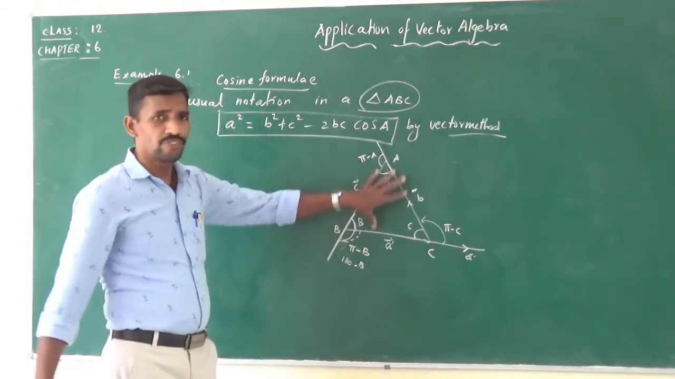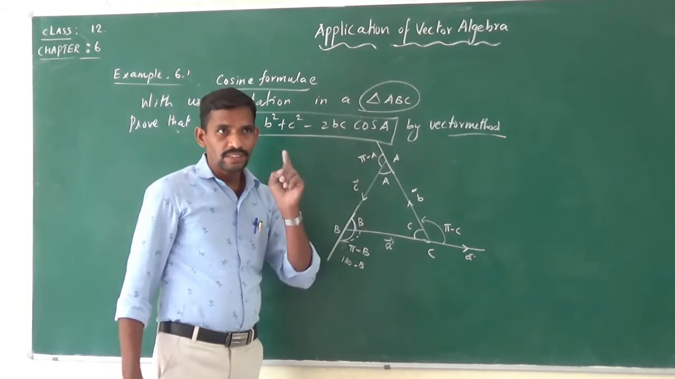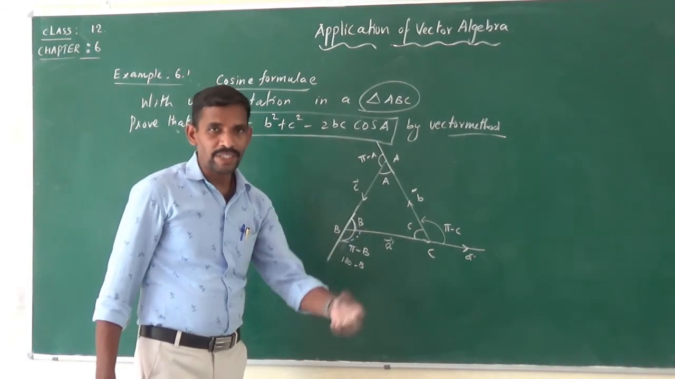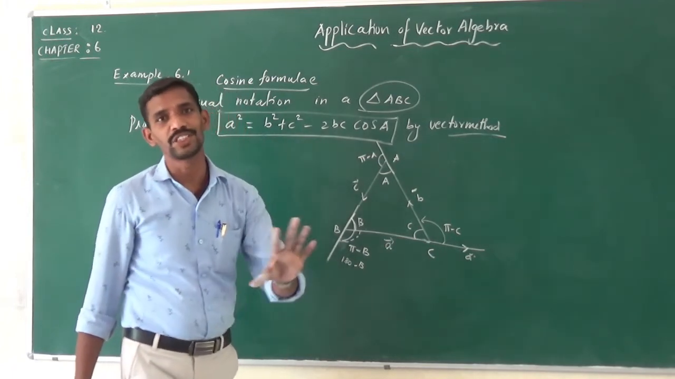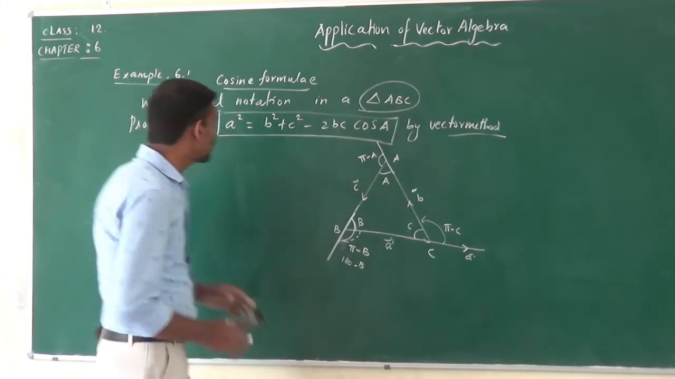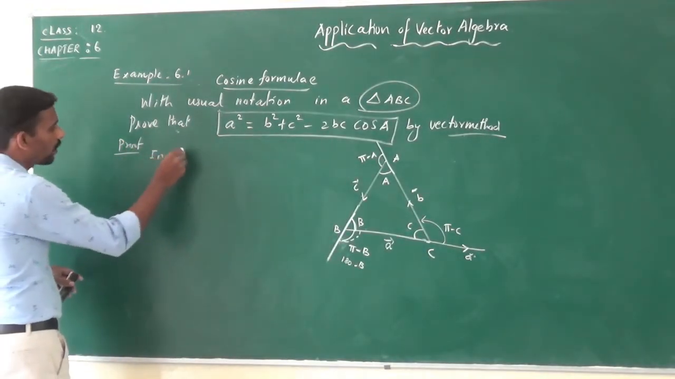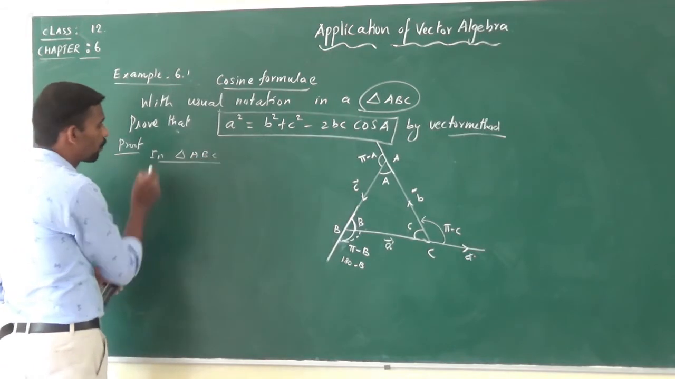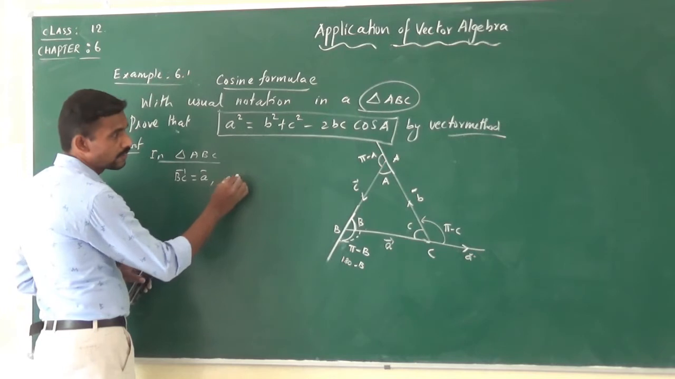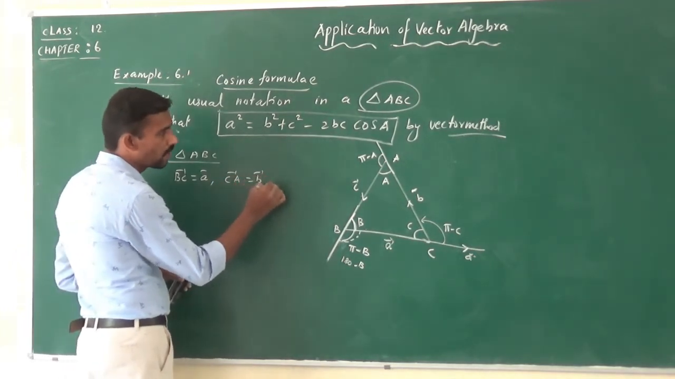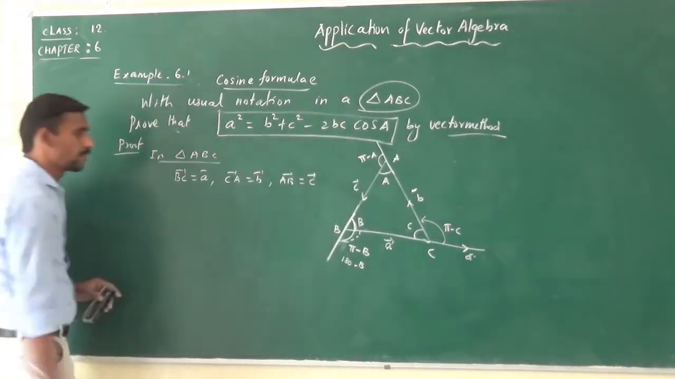So this is a closed figure, a closed diagram. In a closed diagram, if the sides are representing vectors, then the sum of the side vectors is equal to 0. This is a universal concept, right? Okay, now we have to go for the proof. In triangle ABC, we have the assumption: vector BC is equal to the a vector, vector CA is equal to the b vector, and vector AB is equal to the c vector. We are taking the side vectors like this.